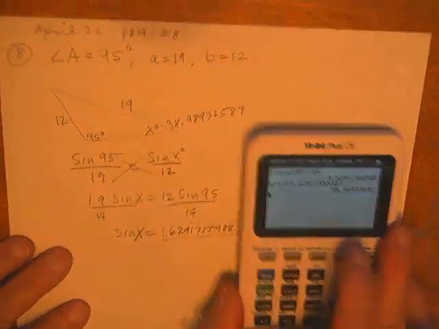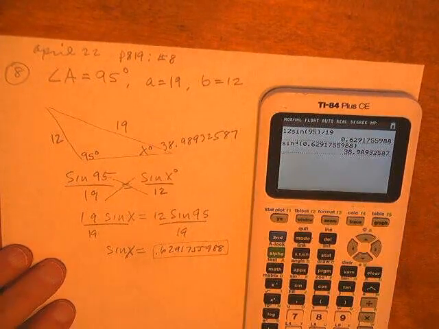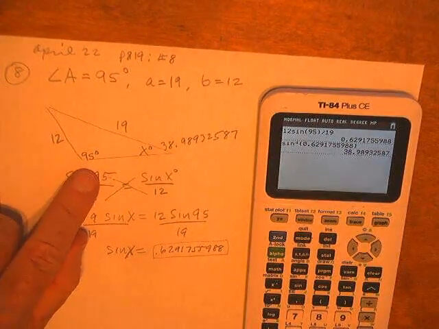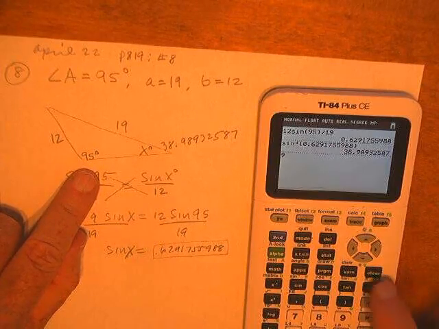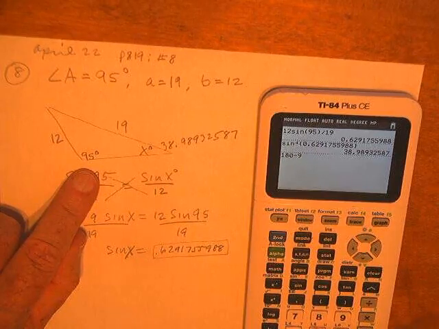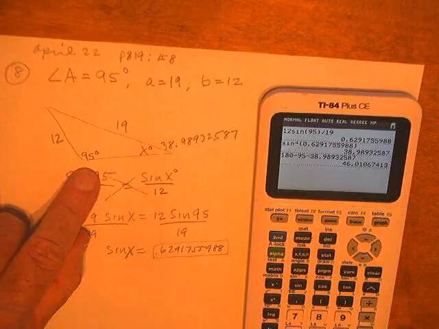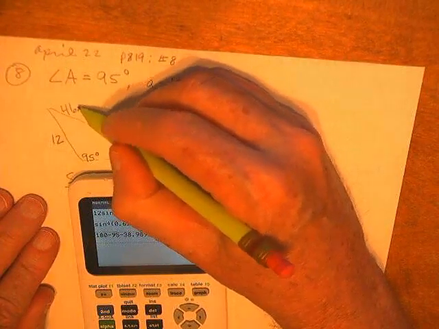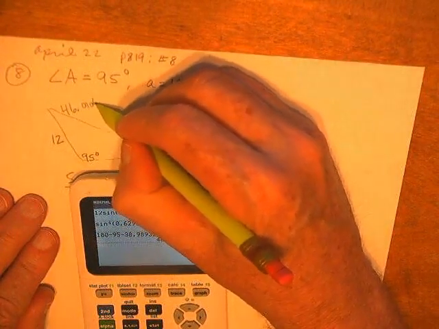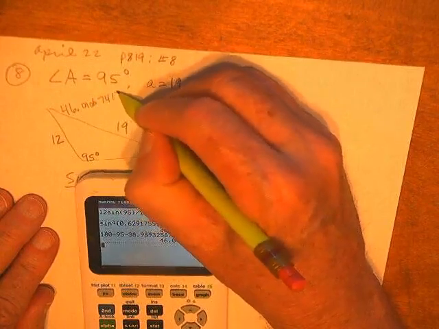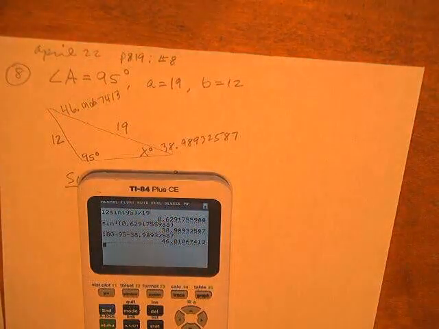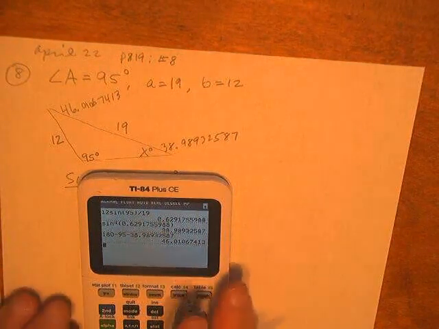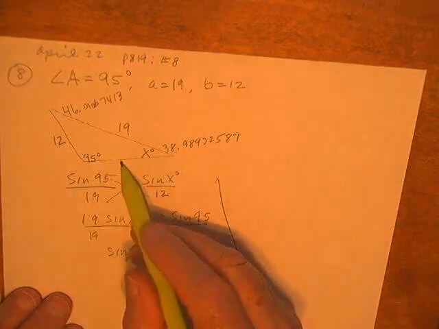Now we need to solve the triangle. So let's do 180 minus 95 minus that angle. There's the third angle, 46.0106741. Now I have the three angles, and I've got two of the sides. All I need is this other side over here.